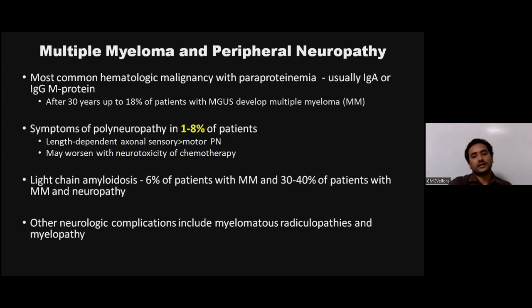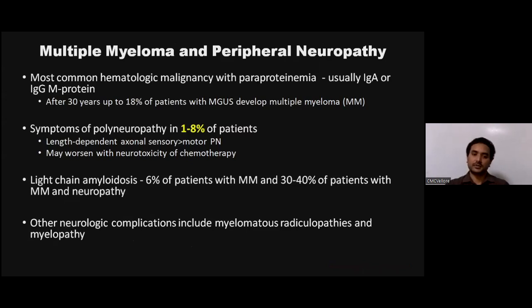Multiple myeloma and peripheral neuropathy. Multiple myeloma, as I said, is IgA or IgG related. Usually the most common one is IgG kappa. And coming to the neuropathy, 8% of multiple myeloma patients can present with neuropathy. Usually it is sensory, length dependent, axonal.